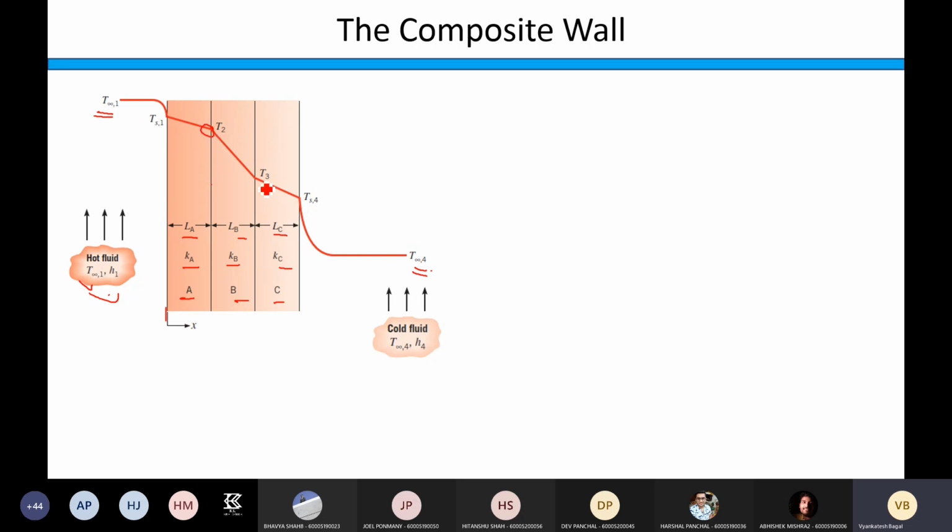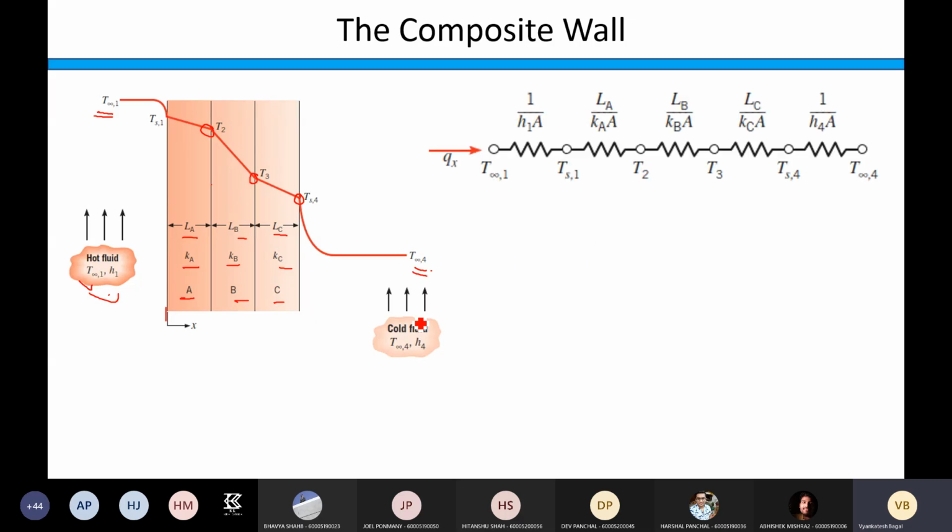Then T2 is the interface temperature. T3 is also an interface temperature because two faces are coming together, right? And this is the surface temperature at the outside, Ts4. And T infinity 4 is the temperature of the cold fluid, right? So if you understood the previous case, then it is very simple. The thermal circuit is there.